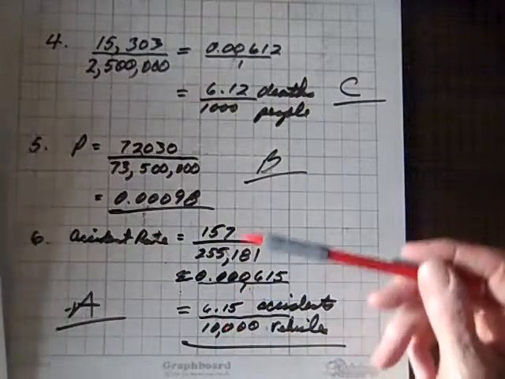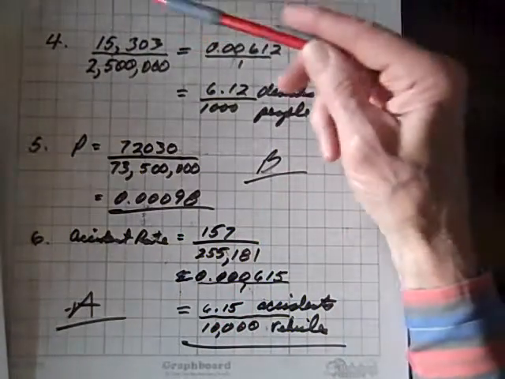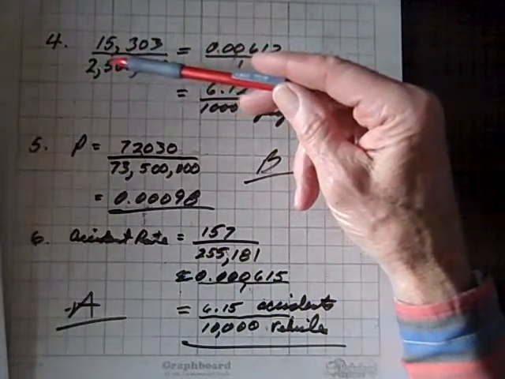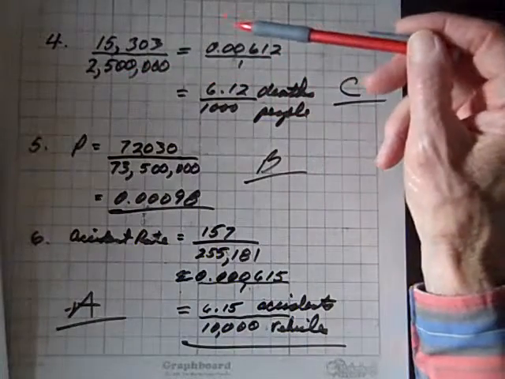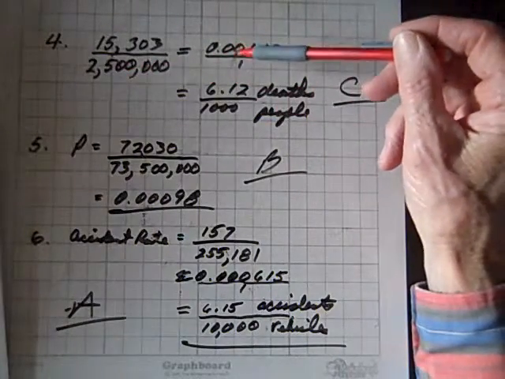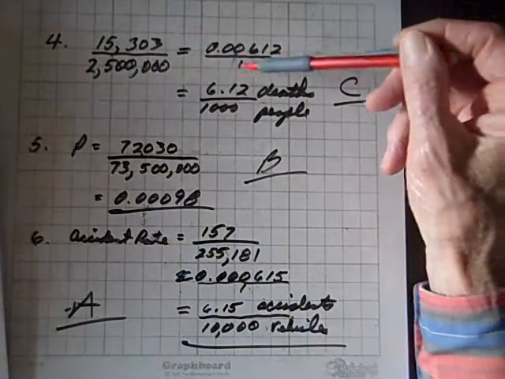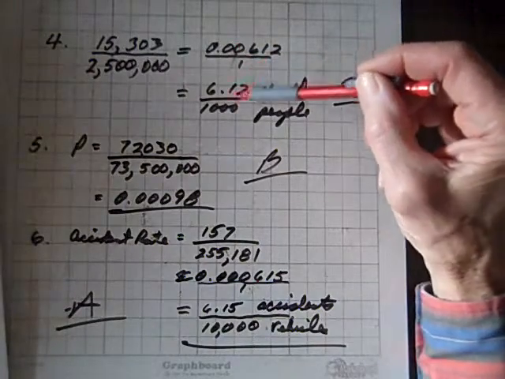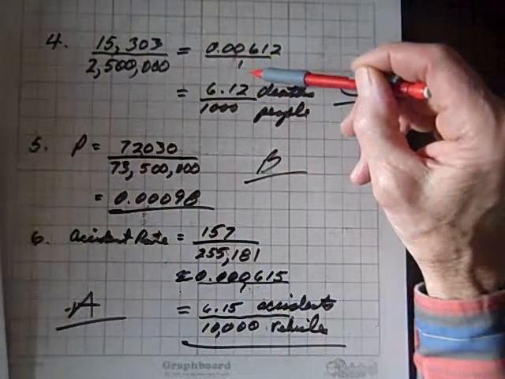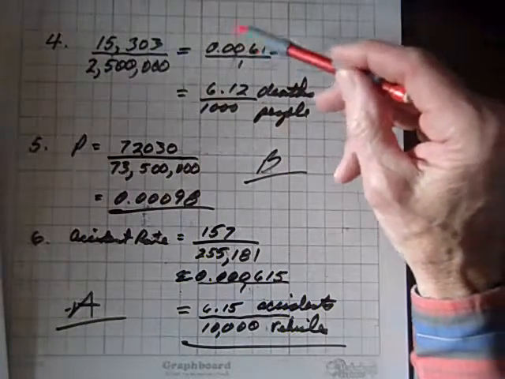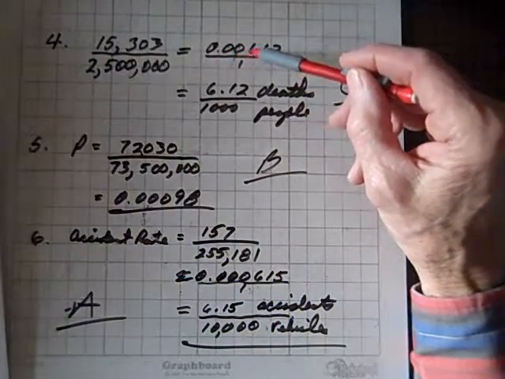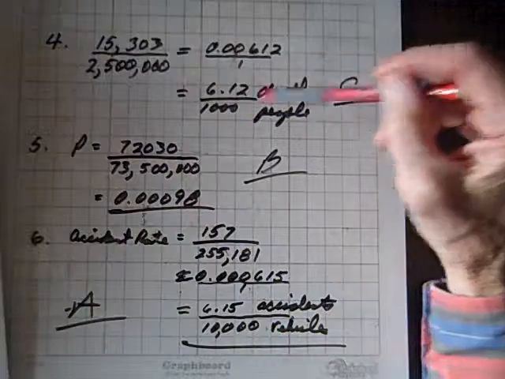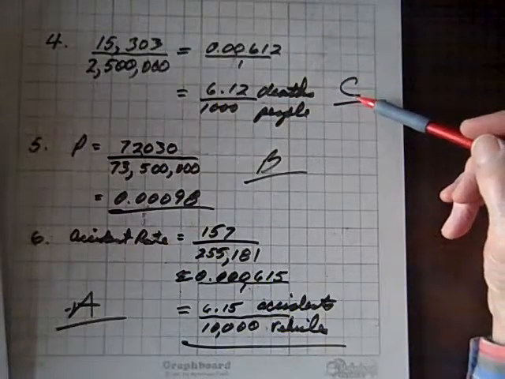So we have 15,303 in the numerator and 2,500,000 in the denominator. That quotient is 0.00612 divided by 1. Now if we want a 1,000 in the denominator, I'll move this decimal right here over 3 places, have to add 3 zeros. So then I have to move this decimal over 3 places, and we get 6.12 deaths per 1,000 people, and the choice is C.